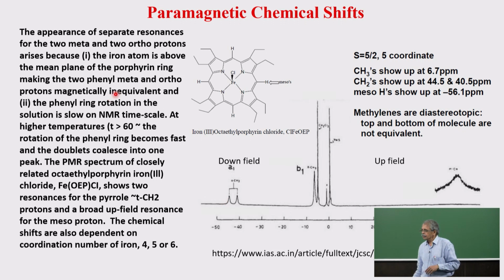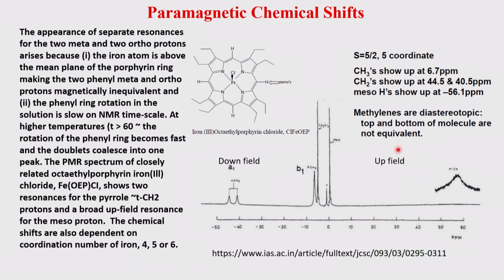So you can read, the iron atom is above the mean plane. So you can see the 2 phenyl meta and ortho protons are magnetically inequivalent. The phenyl ring rotations are slow at normal temperatures, and at a higher temperature you can get coalescence. I have not shown that here. So these are the actual values, but here this is shown in a reverse way, but don't worry about it. Methylenes are diastereotopic, top and bottom of the molecule are not equivalent.